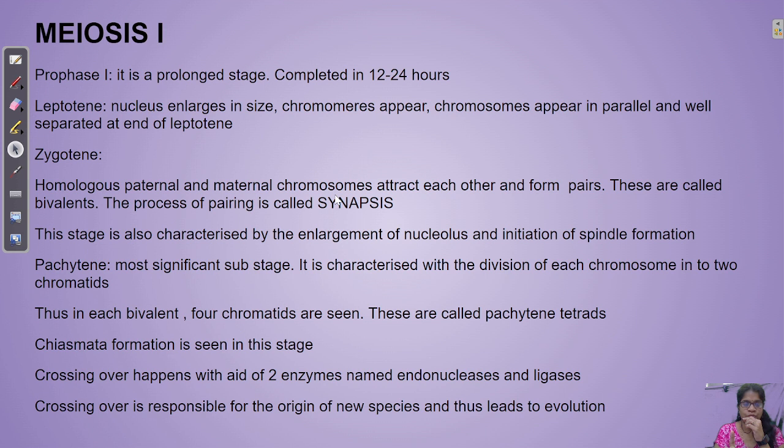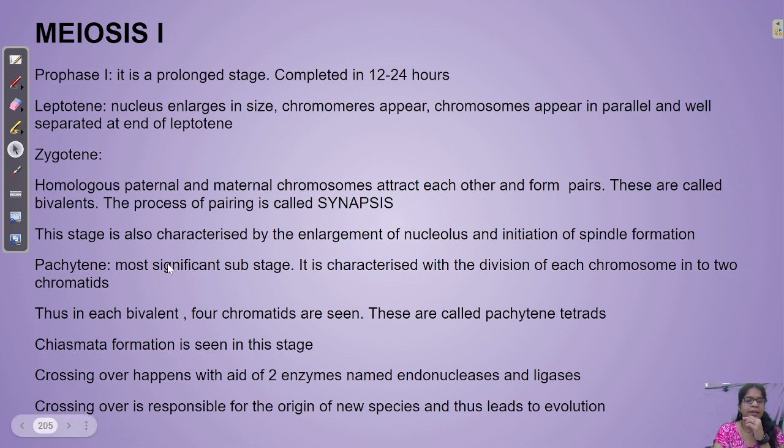I told you what homologous chromosomes are. These are called the bivalents. I told you these homologous chromosomes are not exact copies, but they resemble each other gene-wise, and they have different types of alleles. So the maternal chromosome attracts the paternal chromosome, forming a homologous pair, and that is how synapsis occurs. In this stage only, there is the initiation of spindle fiber formation.